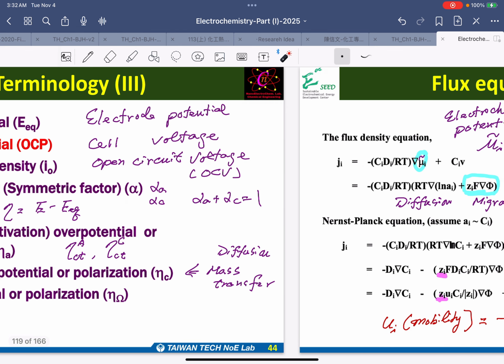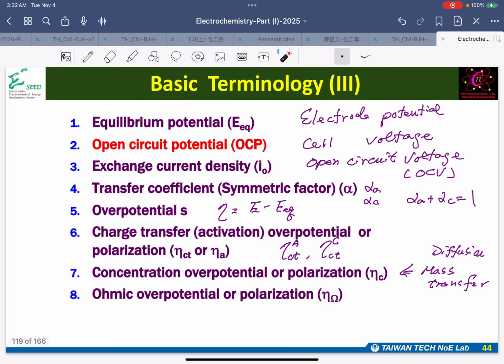So we probably would stop here for this kinetic part. In the next part, I will introduce mass transfer. Thank you.